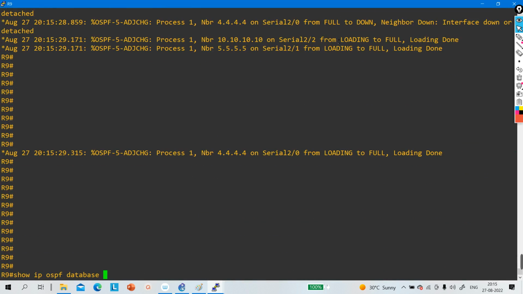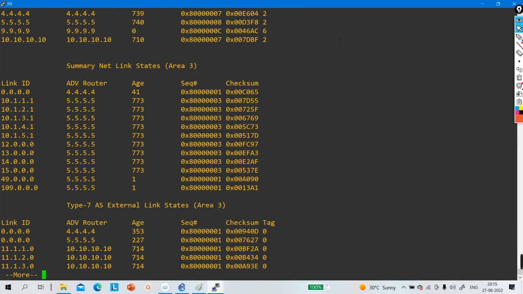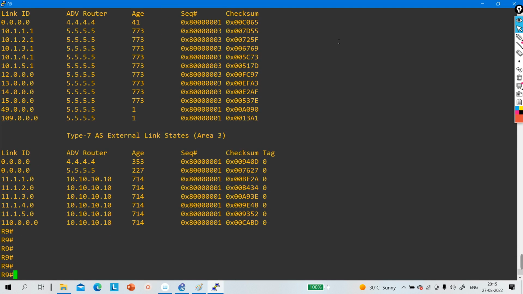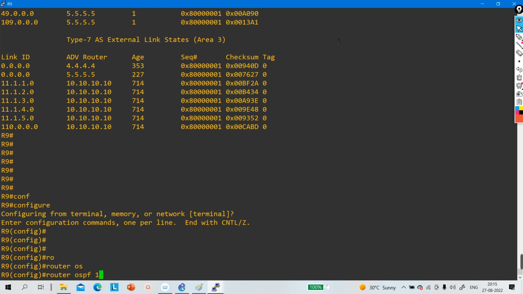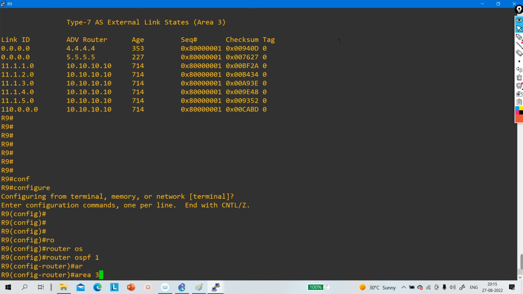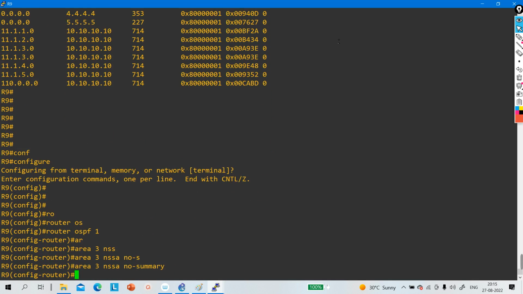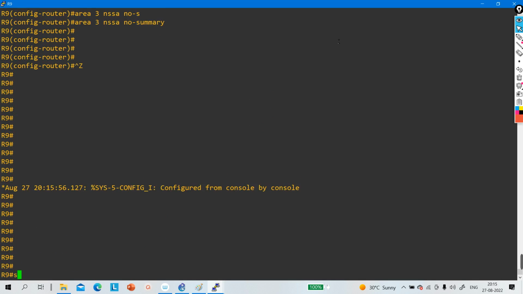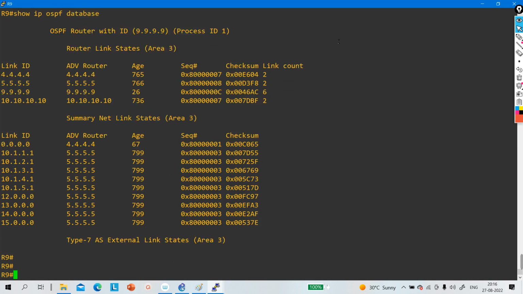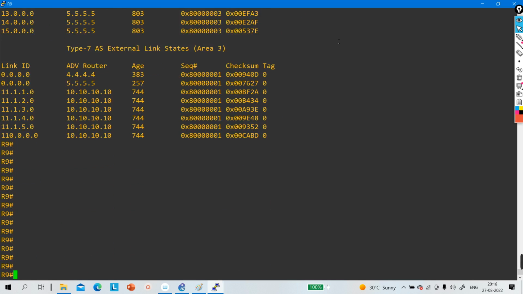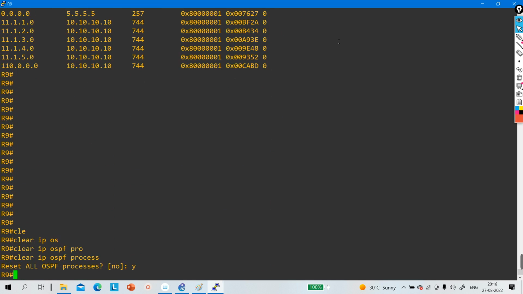So IP OSPF database. Still there is LSA 3. Go to config T, router OSPF 1, area 3 NSSA no-summary. So IP OSPF database. Clear IP OSPF process, say yes.